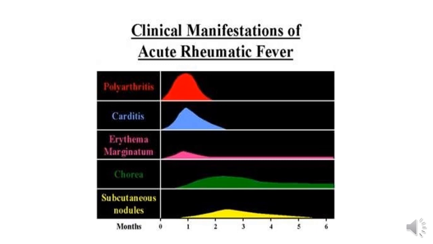Subcutaneous nodules, if they happen, usually happen in childhood, not in adulthood, with a peak in the second to third months. Carditis and polyarthritis peak in the first month, at the end of the first months.